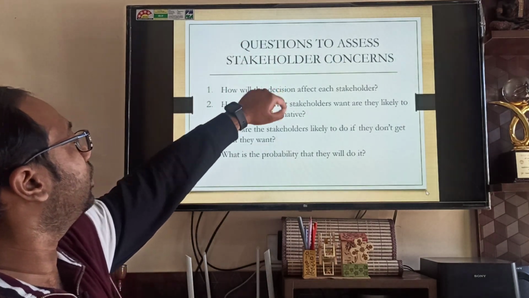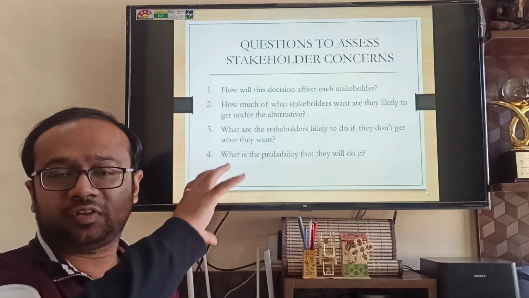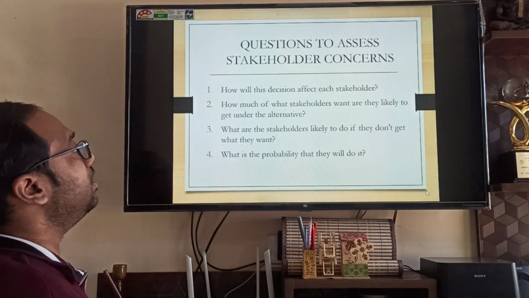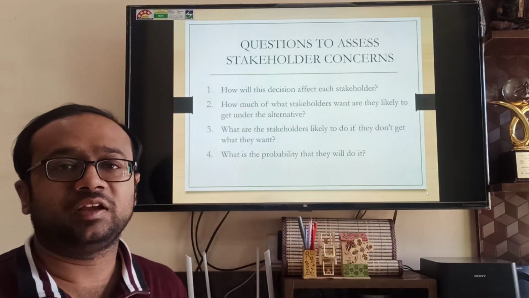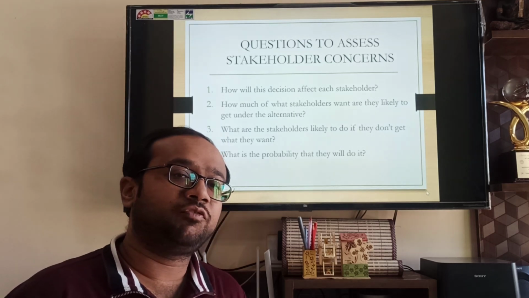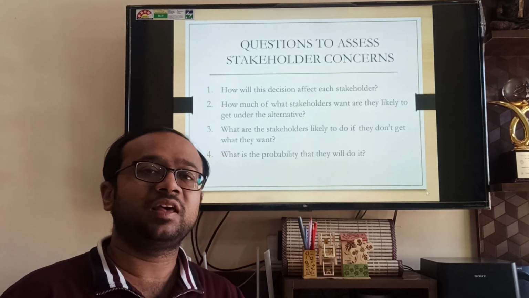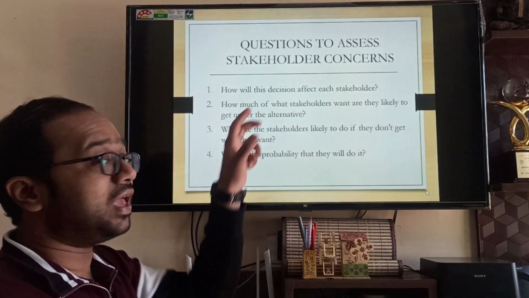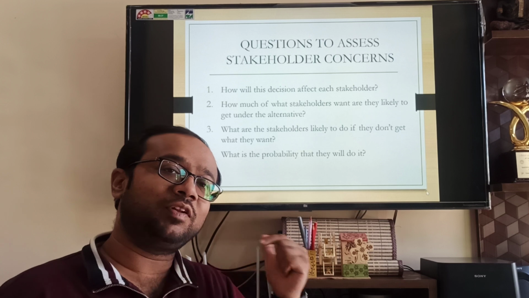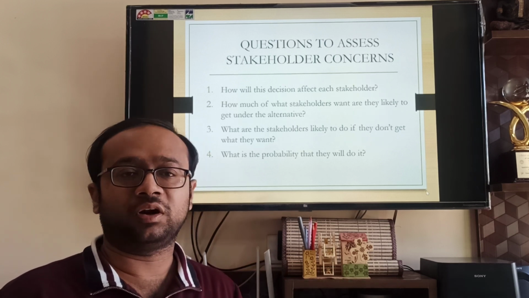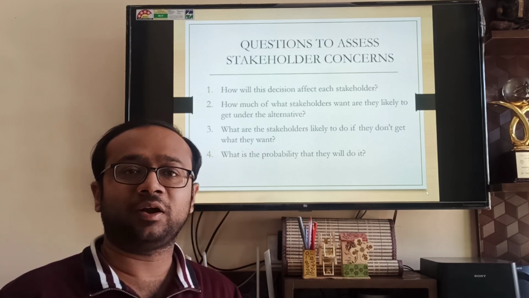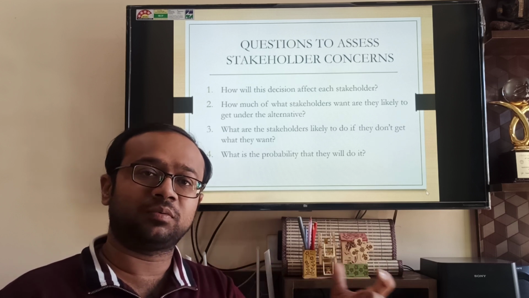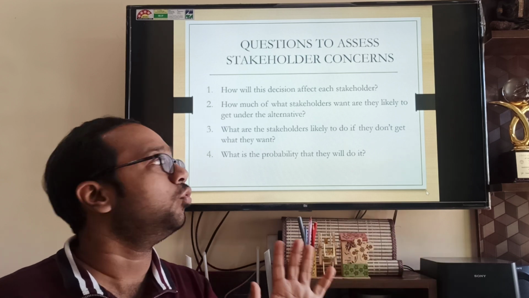Questions to assess the stakeholders' concerns. All of those stakeholders, these five or six we saw in the previous chart, can have different concerns. How to address them? First, how will this decision affect each stakeholder? You are considering different strategies. For ease, let us take strategy A and strategy B. What effect will strategy A have on customers? What effect will strategy A have on shareholders, on Greenpeace, on government, on local communities? What effect will strategy B have on customers, on creditors, on government, and so on?